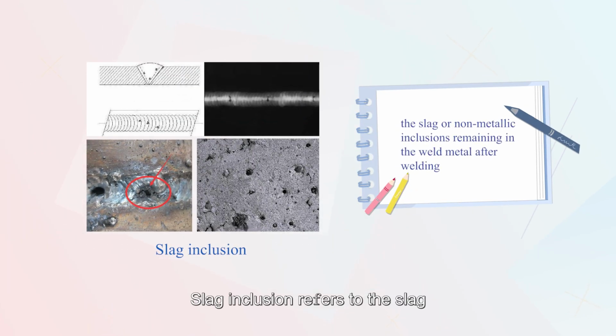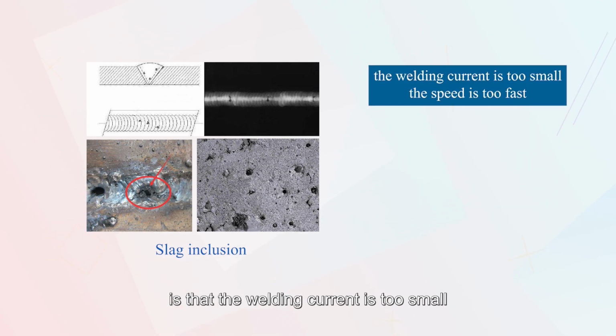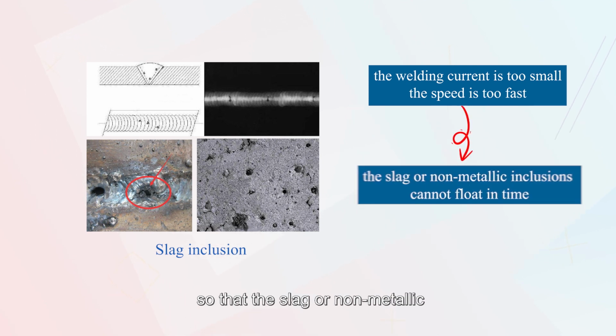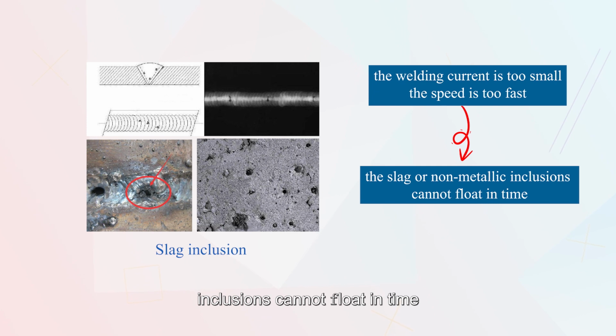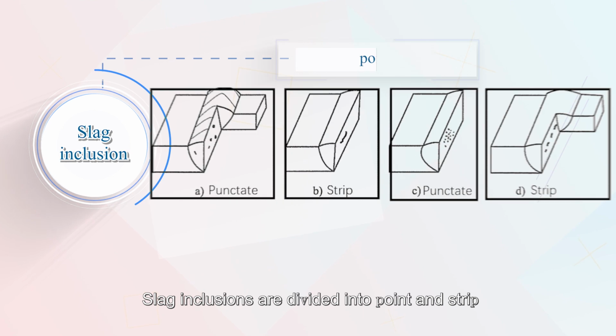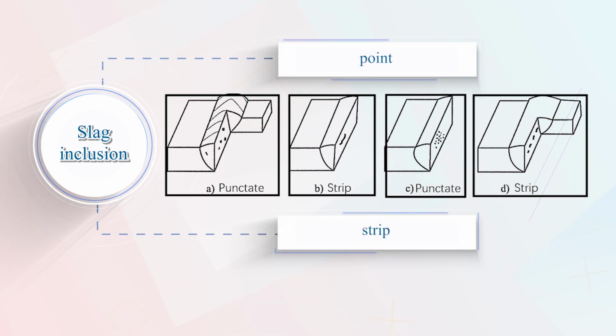Slag inclusion refers to the slag or non-metallic inclusions remaining in the weld metal after welding. The reasons for slag inclusion are that the welding current is too small, the speed is too fast, and the cleaning is not clean, so that the slag or non-metallic inclusions cannot float up in time. Slag inclusions are divided into point and strip.